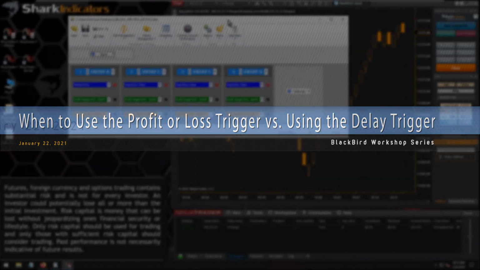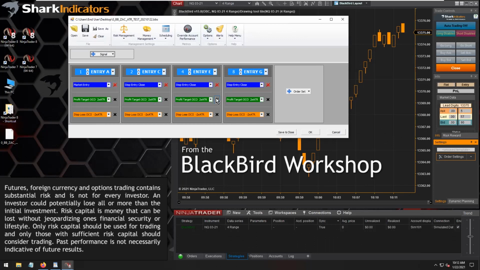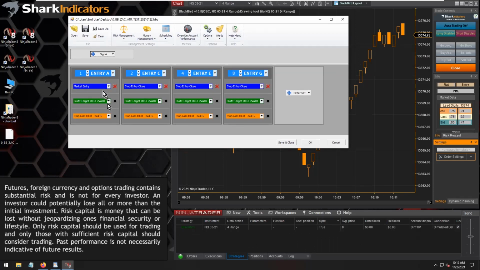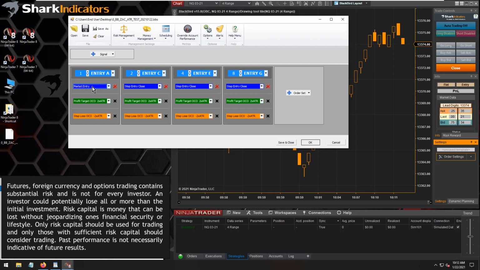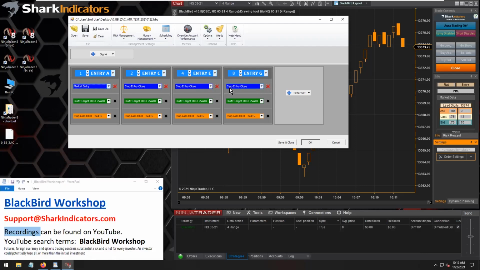All right, so we can see that this has 4 order sets. Each of these rectangular areas is called an order set, because it is a set. You have an entry order, and this one is a market entry order. Over here we have a stop entry, another stop entry, and a 4th stop entry. And then we also have the profit target and the stop loss. So this is a complete order set.